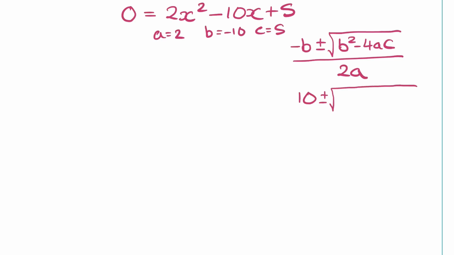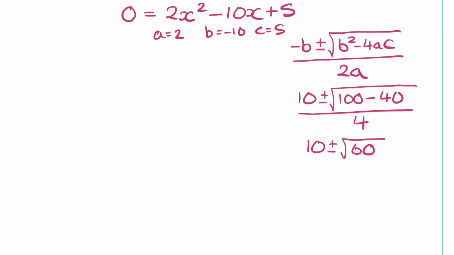the square root of, I'm going to try and skip as many steps as I can because it's quite a long question. Negative 10 squared will be positive 100, minus 4 times a times c. A is 2, so 4 times 2 is 8, times 5 is 40, so it's 100 minus 40, all over 2a. A is 2, so 2 times 2 is 4 on the bottom. So let's simplify that. We've got 10 plus and minus the square root of 60, all over 4.